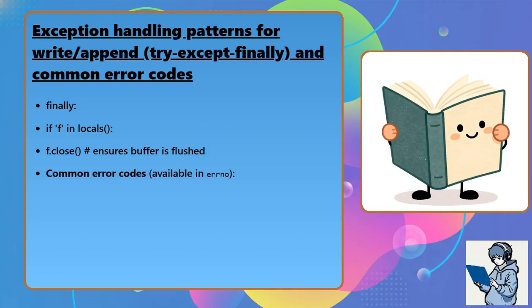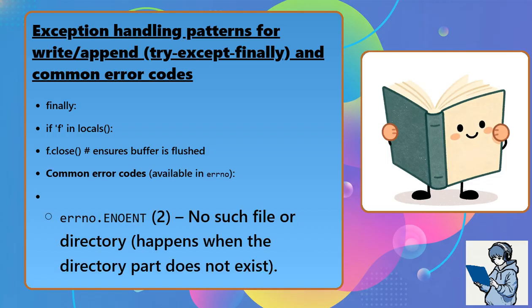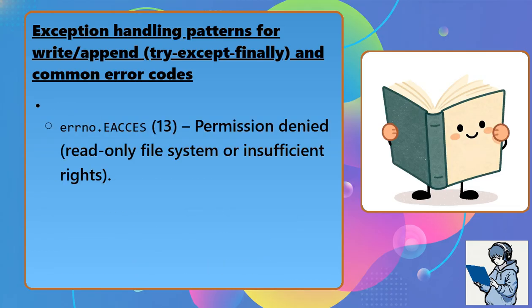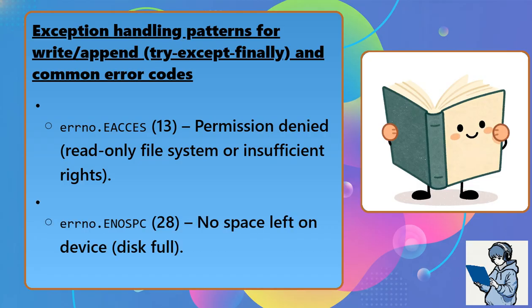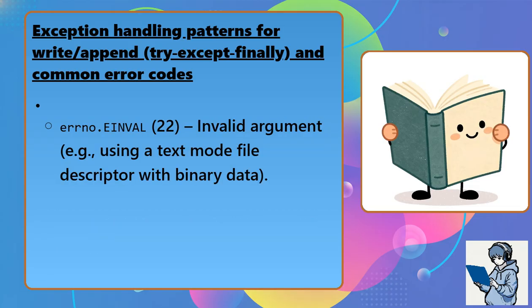Common error codes available in errno: errno.ENOENT (2), no such file or directory, which happens when the directory part does not exist. errno.EACCES (13), permission denied, read-only file system or insufficient rights. errno.ENOSPC (28), no space left on device, disk full. errno.EINVAL (22), invalid argument, for example using a text mode file descriptor with binary data.